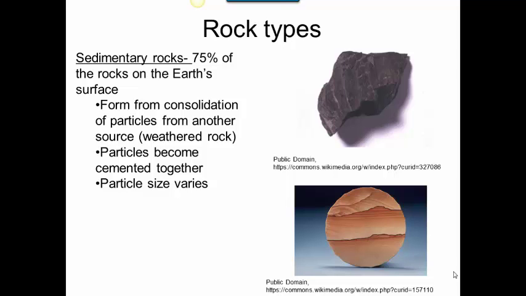So particles are deposited by wind, or they're deposited by water. They become consolidated as more weight builds up on top of them, and then eventually the particles become cemented together as the minerals dissolve in water and then recrystallize. We can identify different types of sedimentary rocks based on the size of the original particles. So the rock pictured in the upper picture on this slide is shale, which forms from really fine particles, and then the rock on the bottom is sandstone, which forms from more coarse particles.